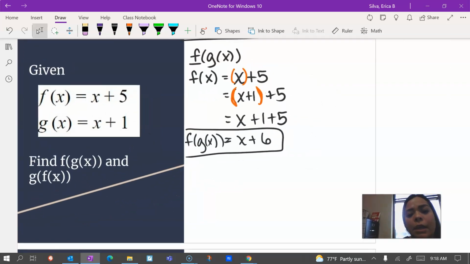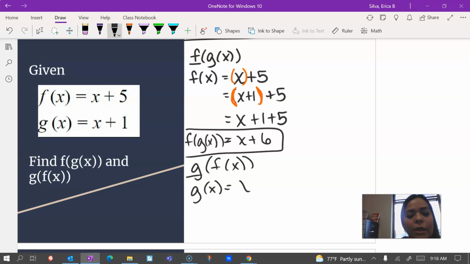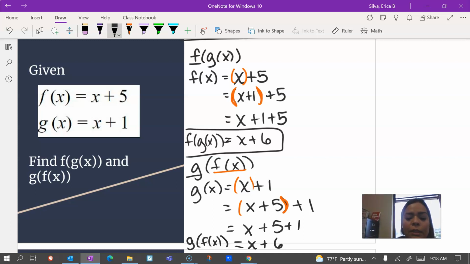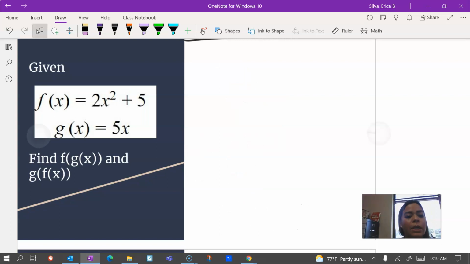Now let's try the next one. We've got g of f of x. So we start with our main function, g of x, and g of x is x plus 1. Let's put parentheses around that x value. And instead of that x value, we're plugging in f of x, which is x plus 5. Because nothing's happening with those parentheses, we can just drop them. So we get x plus 5 plus 1, which is x plus 6. So g of f of x is equal to x plus 6. Okay, let's go on to the next example.